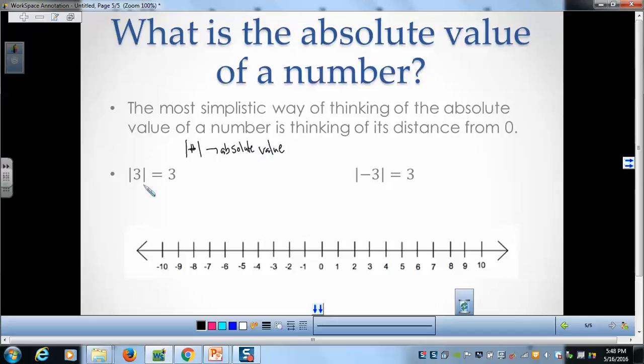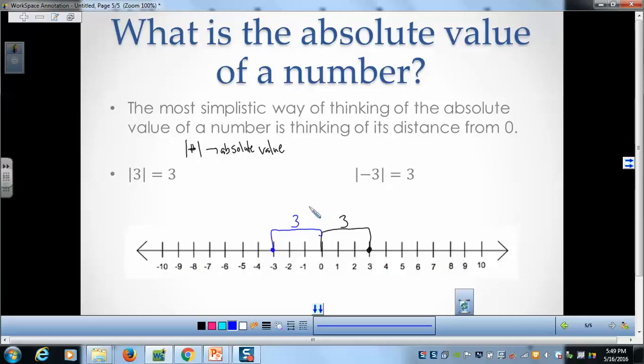Now if I put 3 on a number line, so here is 3, we want to know how far is 3 from 0. It is 3 units to the right, but it's still 3 units. Notice if I put negative 3 on the number line, let me do this in a different color just so we can see, how far is negative 3 from 0? It is also 3 units away. It's just in the opposite direction.